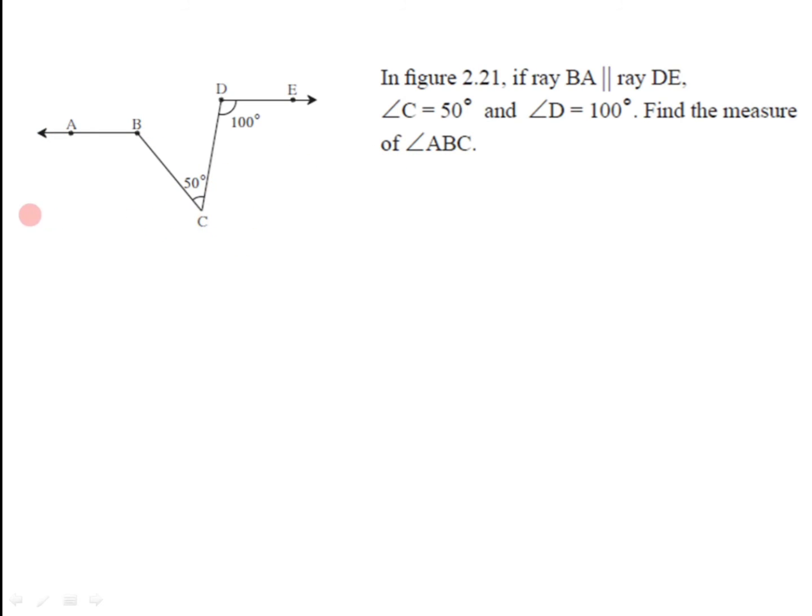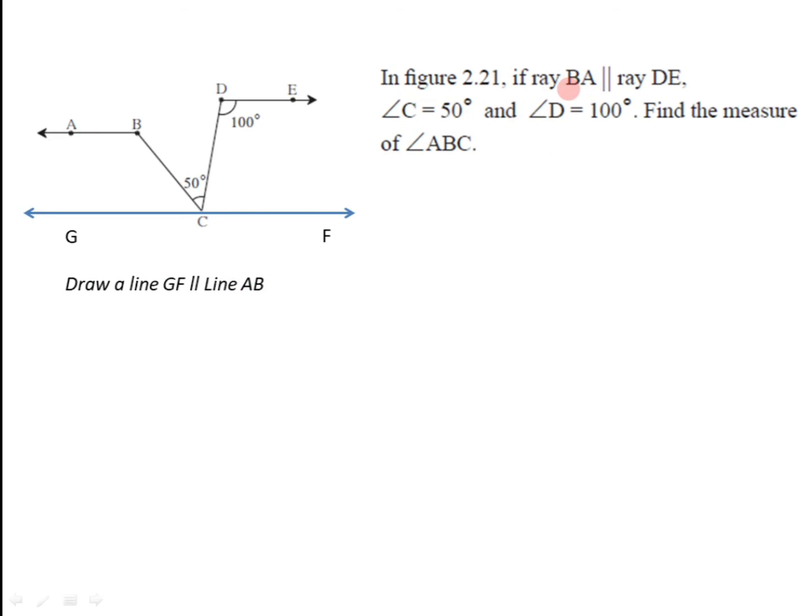Now to solve this problem, we have to do one construction. We have to draw one line which passes through point C and which must be parallel to line AB. So let's draw this line. Let us name this line GF. Here we have done a construction. We have drawn a line GF which is parallel to line AB.